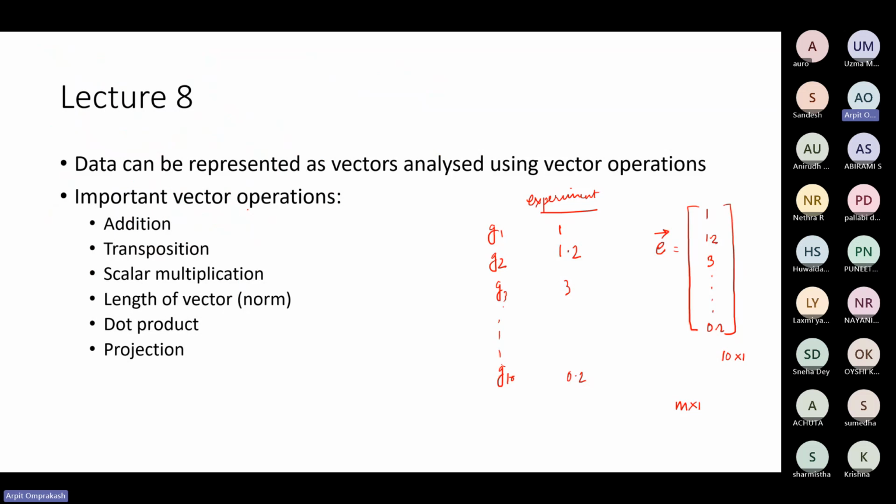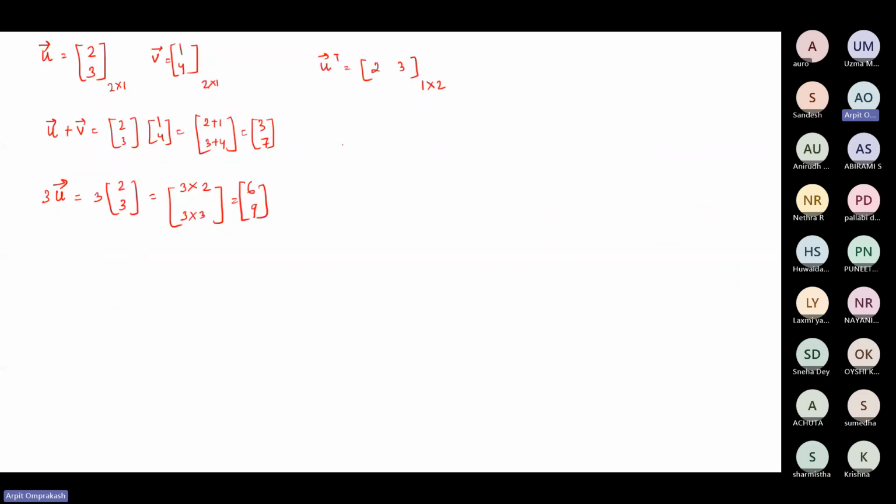That gives 6 and 9. It also talks about the length of a vector, which is also called the norm of a vector. Let's say we want the length of the vector u. It's given as the square root of the sum of the squares of all the elements. So we'll do 2 square plus 3 square, and take the whole root of that. This turns out to be root 13. Similarly for v, it's 1 square plus 4 square, whole root, which turns out to be root 17.